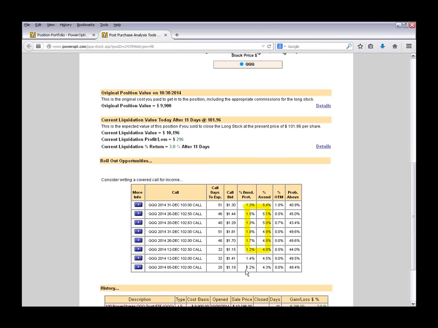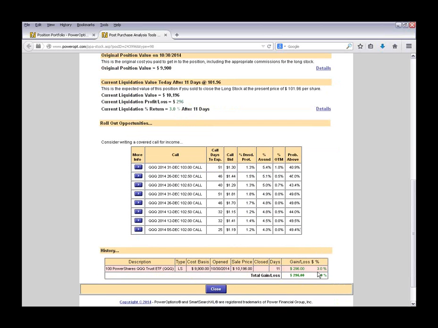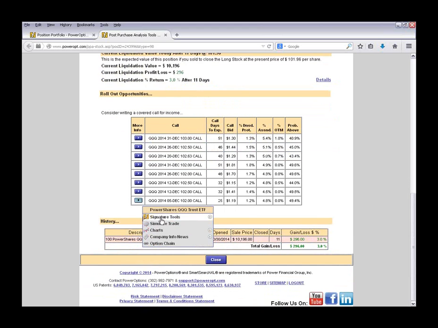This gives us a 1.2 downside protection. And we saw in the option chain that right now it also gives us a 1.2% if assigned. But based on our cost basis, this is actually a 4.3% potential return if assigned. We've got a 49% probability of the stock being above 102, getting assigned, and earning that return. Well, it's great to see things numerically, but as always, it's better to see them graphically.